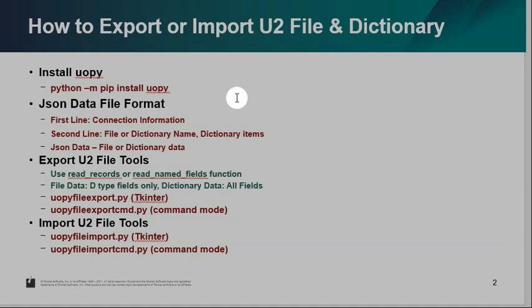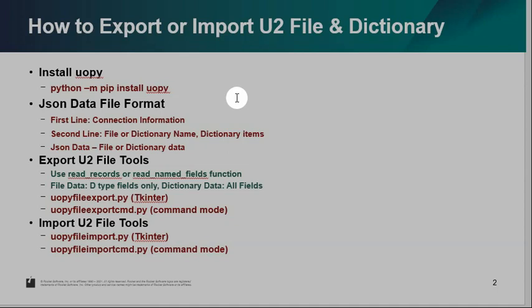Then the following lines are actually the U2 data or U2 dictionary. So how can I use UOPY to generate the JSON data format? I use 2 major different functions. One is called the read records function, the other is the rename fields function.